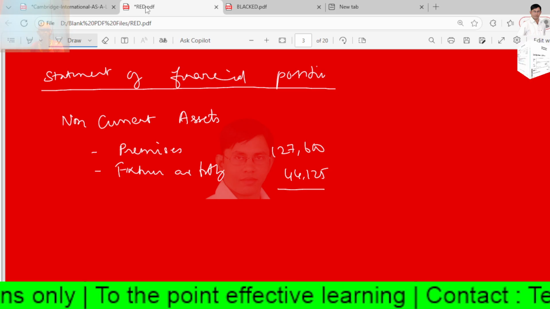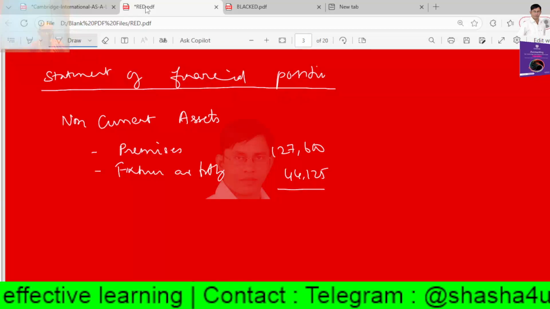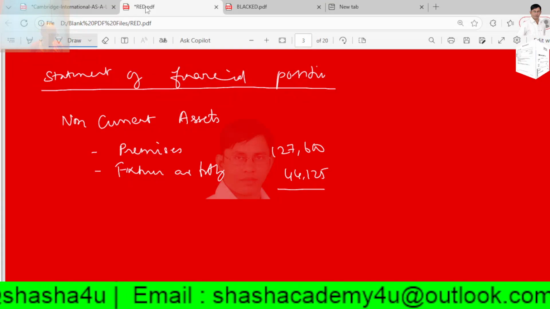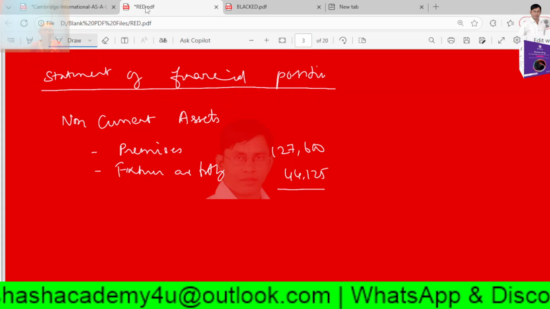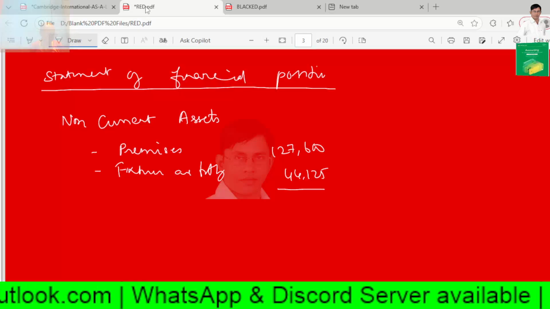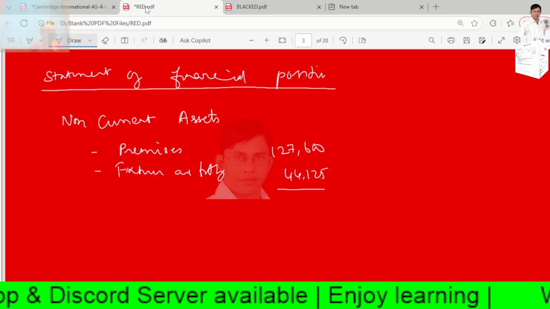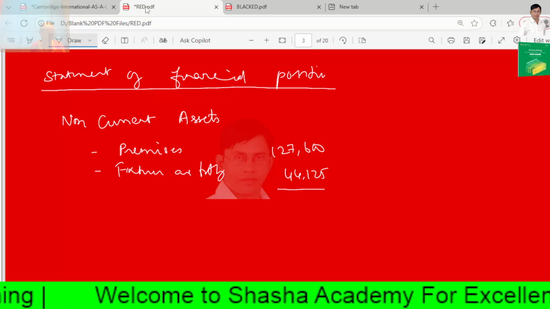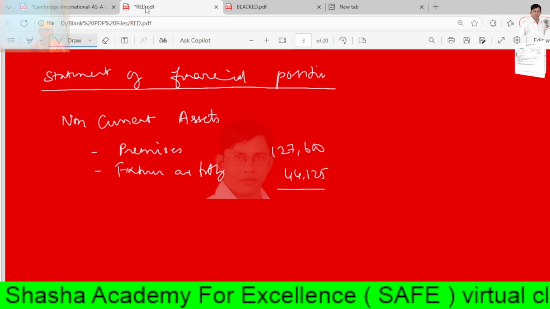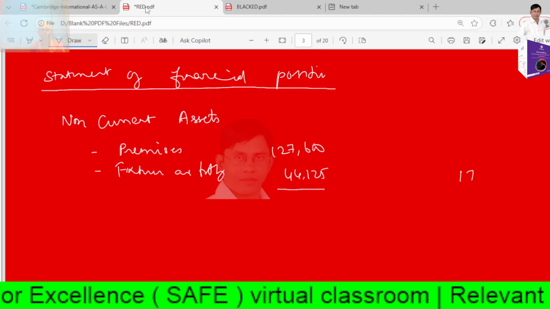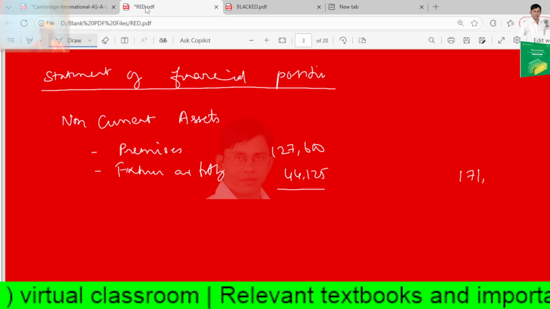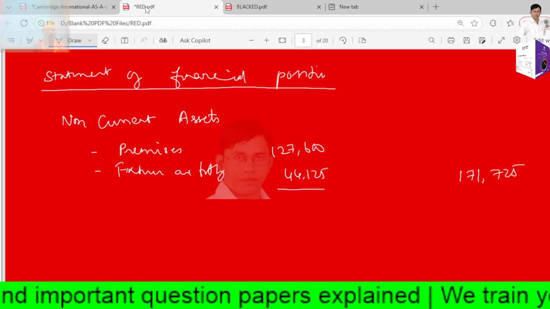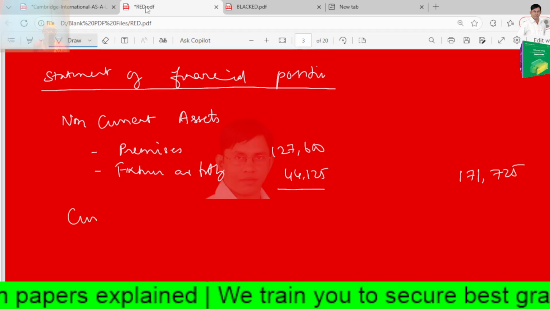Now add both together: 127,600 plus 44,125 is 171,725. So the total of non-current assets is 171,725. Now coming to current assets.